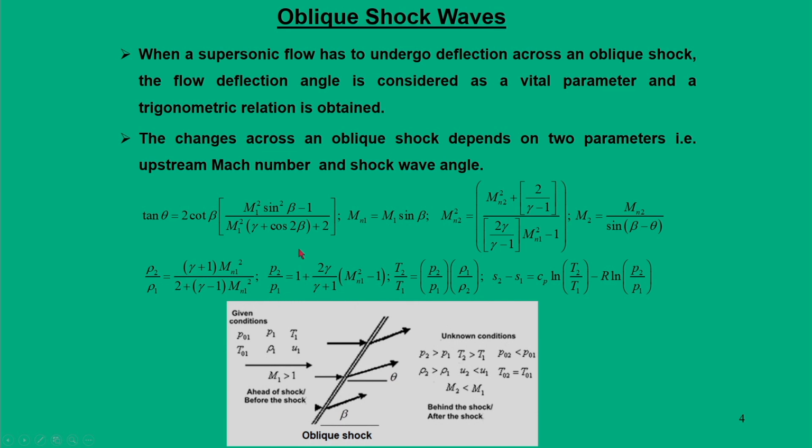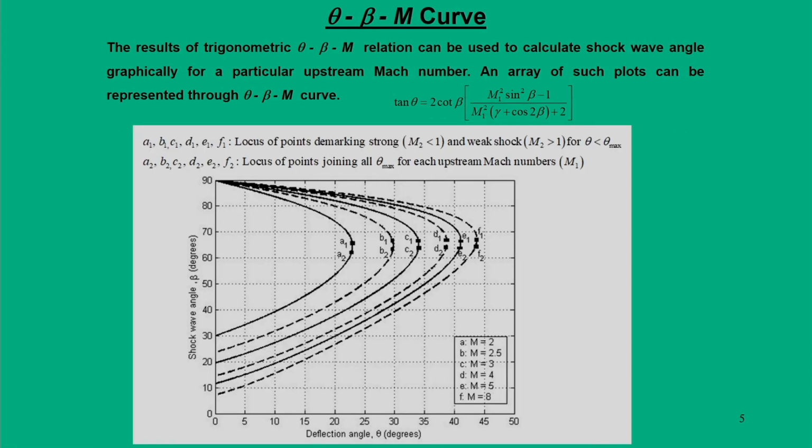In that way, the first relation we get is the normal shock Mach number, that is M1 sin beta, where beta is nothing but the shock wave angle. Based on this normal shock Mach number, using the normal shock table, we can calculate other parameters like the normal shock Mach number after the shock wave. Then we can also find density ratios based on the normal component of the upstream Mach number. Similarly, we can find the pressure ratio, temperature ratio, and of course entropy. Okay.